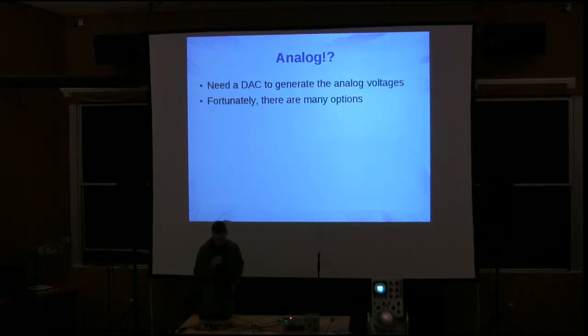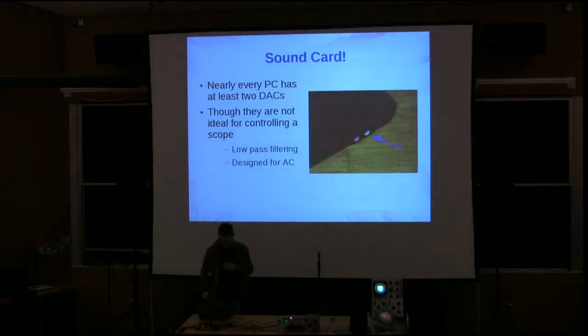Now, I know that I generally prefer to work with digital electronics and things that you get out of computers and microcontrollers and things like that. But if you're going to drive an oscilloscope, you actually need to be able to specify the voltage of your signal. And so you need a DAC to be able to do that, to go from your digital signals to an analog signal. But fortunately, there are many choices.